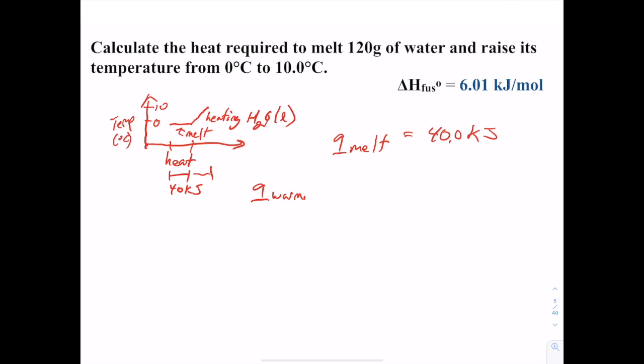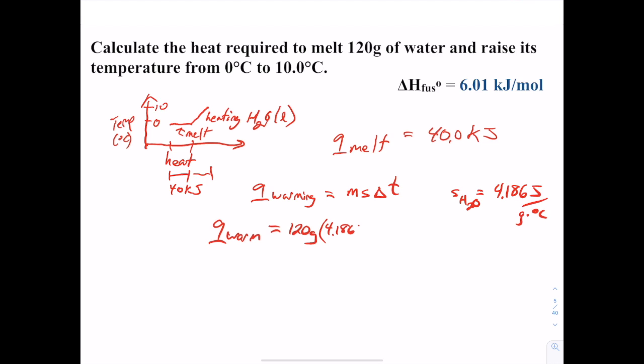So Q warming. Well, if you remember from Gen Chem 1, that will be m s delta T, where m is the mass, s is the specific heat, delta T is the change in temperature. And the specific heat of water is 4.186 joules per gram degrees Celsius. So Q warm is going to be 120 grams times 4.186 joules per gram degrees Celsius.